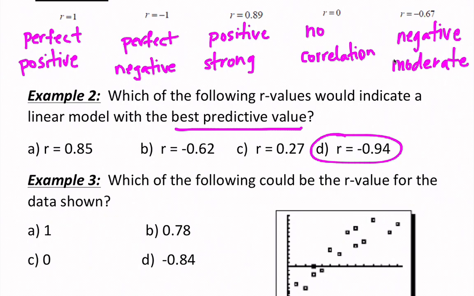Okay, on number 3, it says, which of the following could be the R values for the data shown? Well, I can see that my trend is going upwards, which means I know it can't be a negative. I know also, because I can tell that there is a trend, that the points are going upward, I know it's not going to be 0, because that means the points would be everywhere. There would be no trend. And I know it can't be A because 1 is perfect. Notice, these points do not fall on a perfect line, so I can't pick A. So my answer is B.